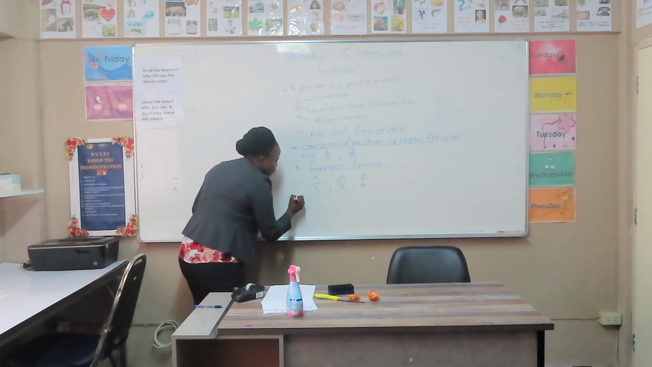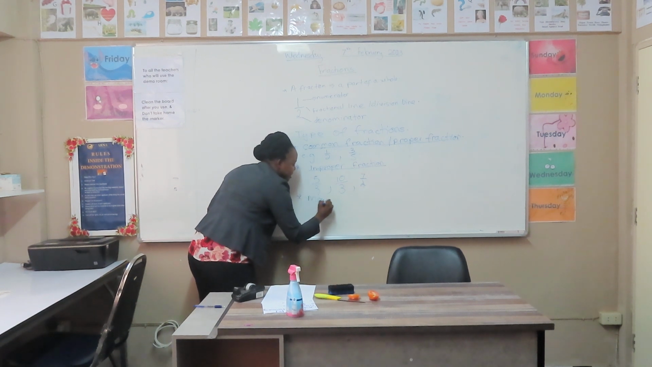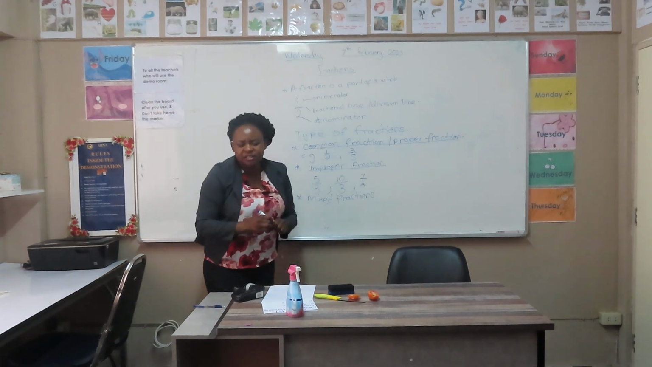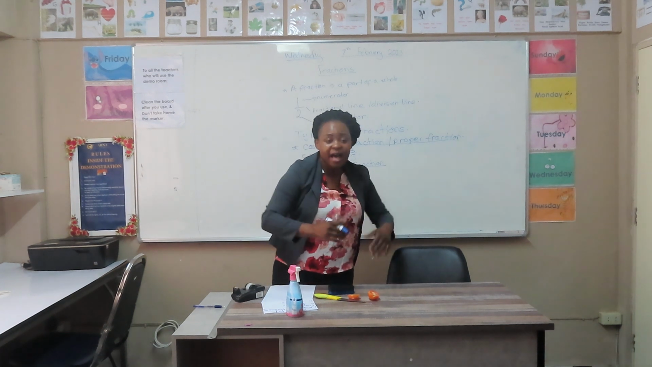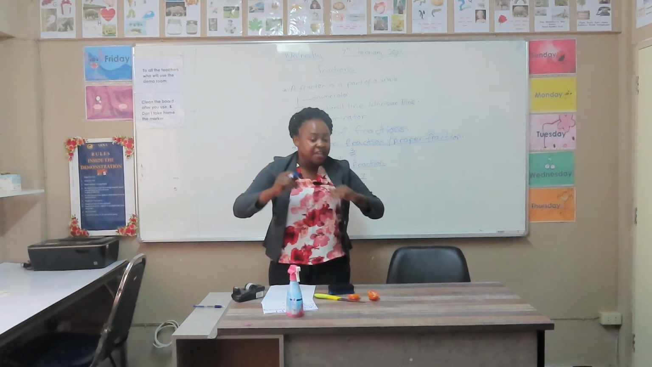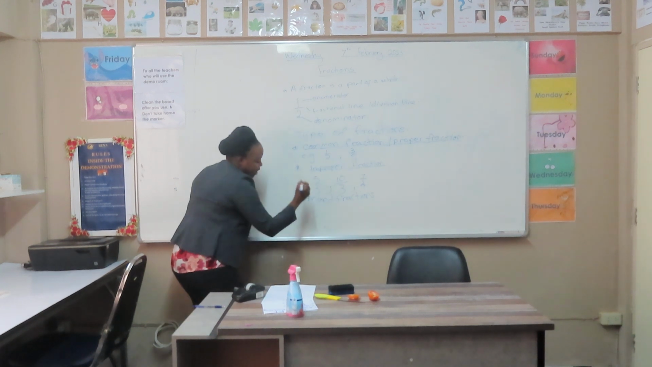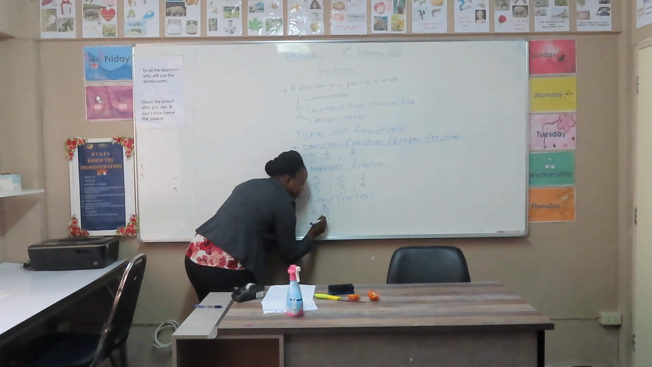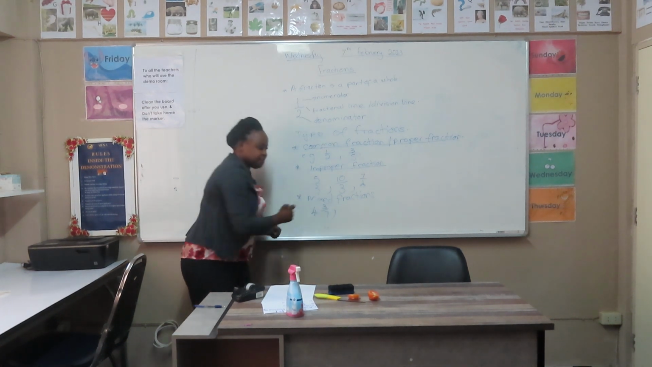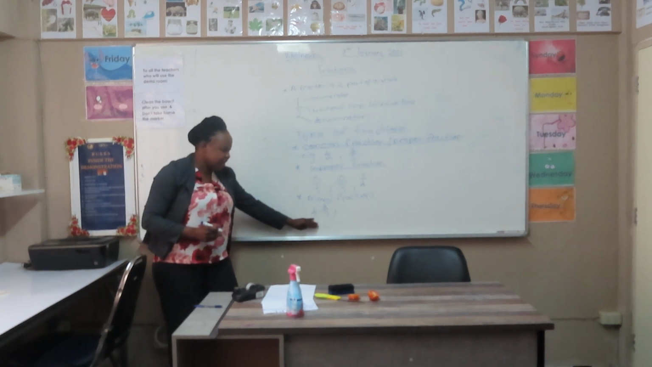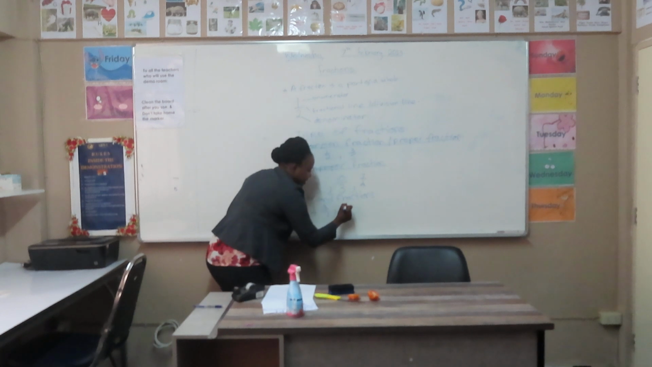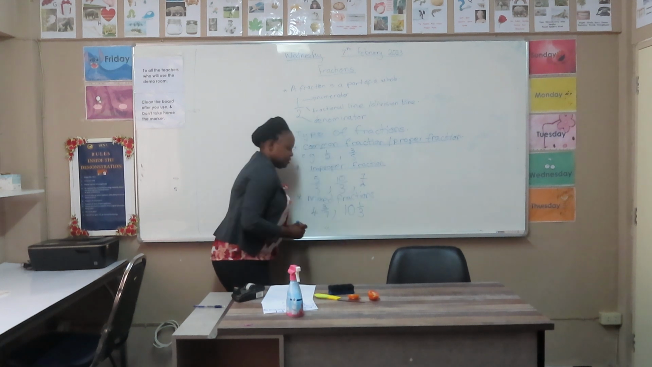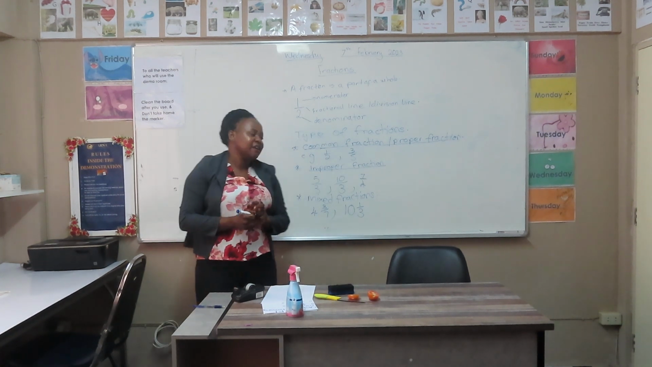Now let me move on to what we call mixed fractions. Mixed fractions always constitute a whole number and a fraction. A whole number is attached to a fraction. For example, 4 and 3/7. It is called a mixed fraction. Why? Because we have a whole number and a fraction. Then another example might be 10 and 1/3. These are examples of mixed fractions.